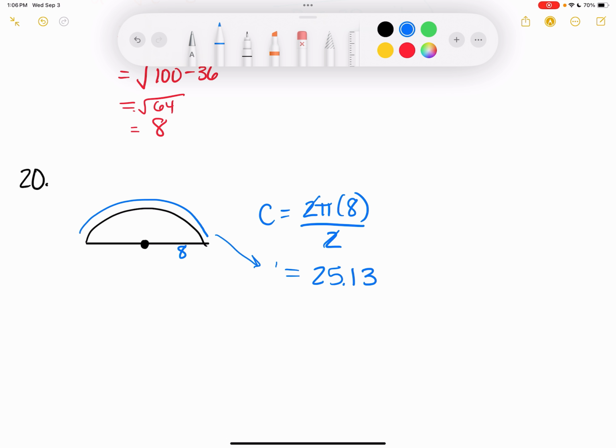Now, I'm not done. To find the perimeter of my semicircle, I need the circumference plus the base of the semicircle here. So I'm going to need to do 8 plus 8 plus this 25.13 to find the perimeter of the semicircle. And that's going to give me 41.1 units.